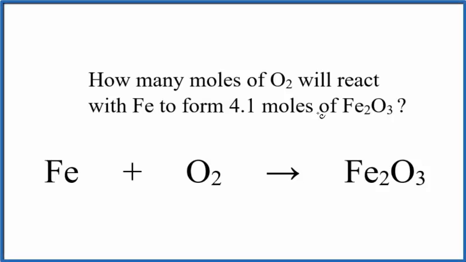All right, this is Dr. B, and we're going to figure out how many moles of oxygen will react with this iron to give us 4.1 moles of iron 3 oxide. And we're going to use a mole ratio to figure that out.